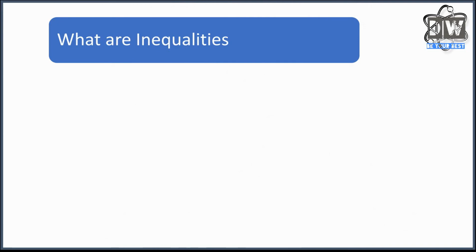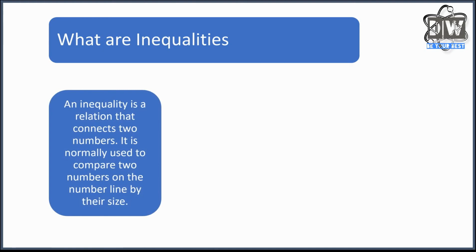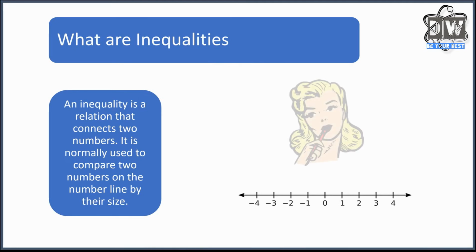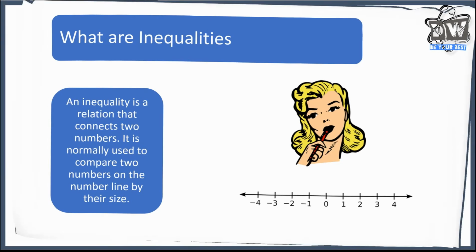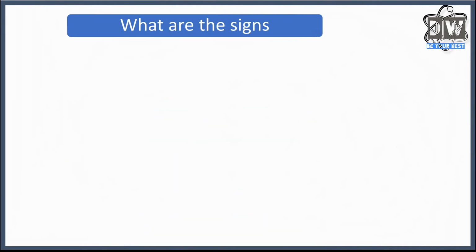So what are inequalities? An inequality is the relationship that connects two numbers. It is normally used to compare two numbers on a number line by their size. Although today we're not using a number line, that's what a number line looks like. Hopefully you already understand that. It's just comparing, looking at the similarities and the differences, and then making a judgment about, in today's video, which symbol we're going to use. It's really, really simple. So what are the signs?